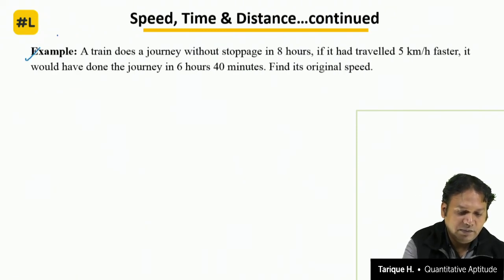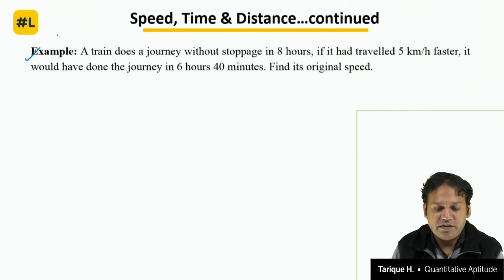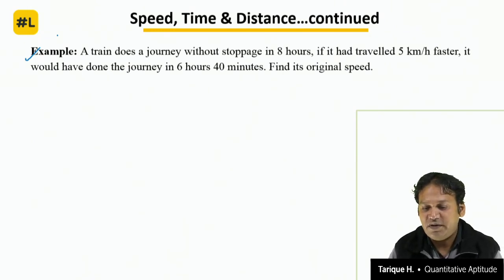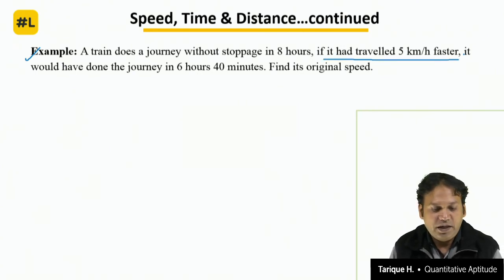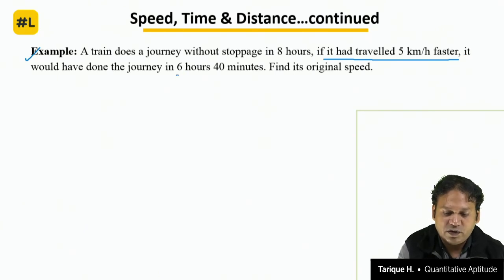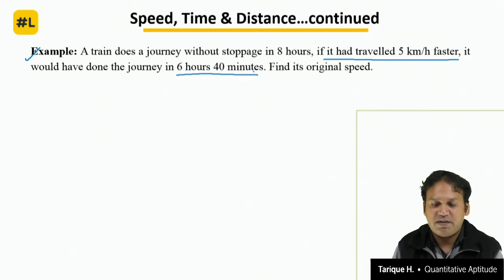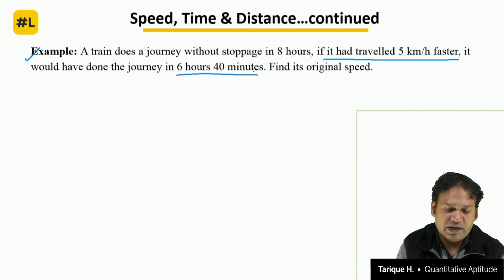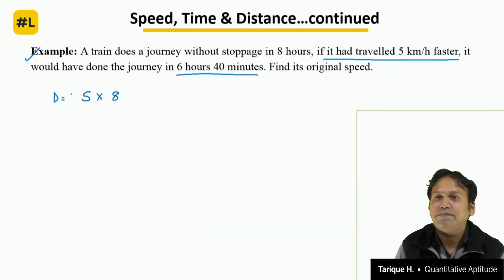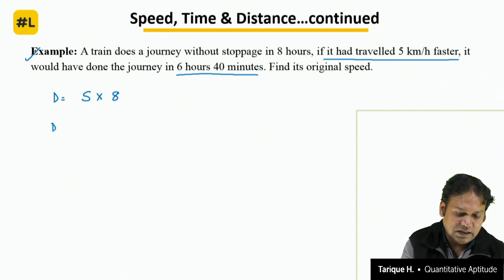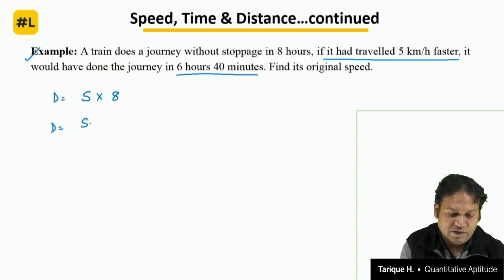Let's take this example. A train does the journey without stoppage in 8 hours. If it had travelled 5 km per hour faster, it would have done the journey in 6 hours 40 minutes. Find its original speed. Different ways are there, we can solve it directly also. Let us say the original speed is s and the time is 8, so distance is equal to s into 8, clear. Also we can say that if it is travelling 5 kilometers per hour faster, s plus 5, it is doing the journey in 6 hours 40 minutes.